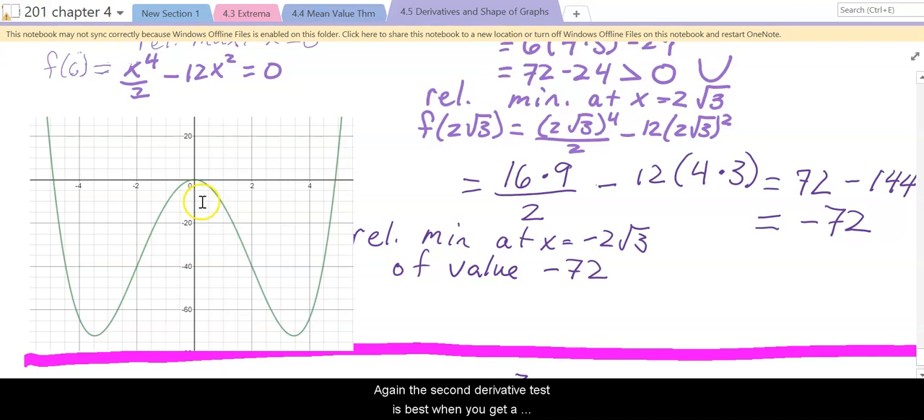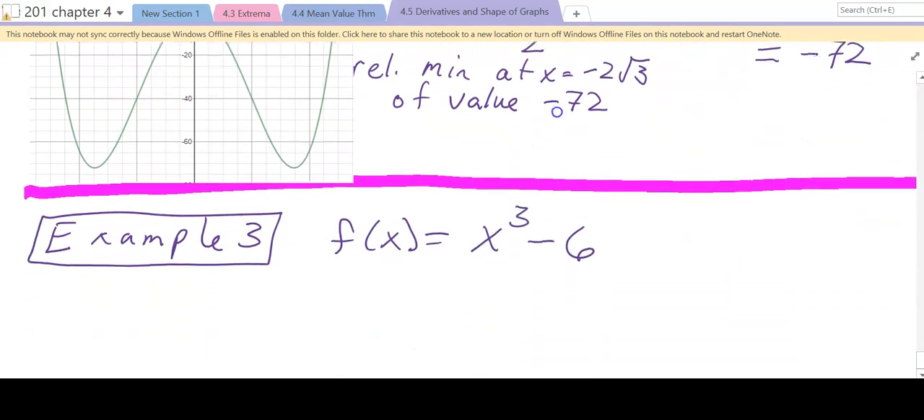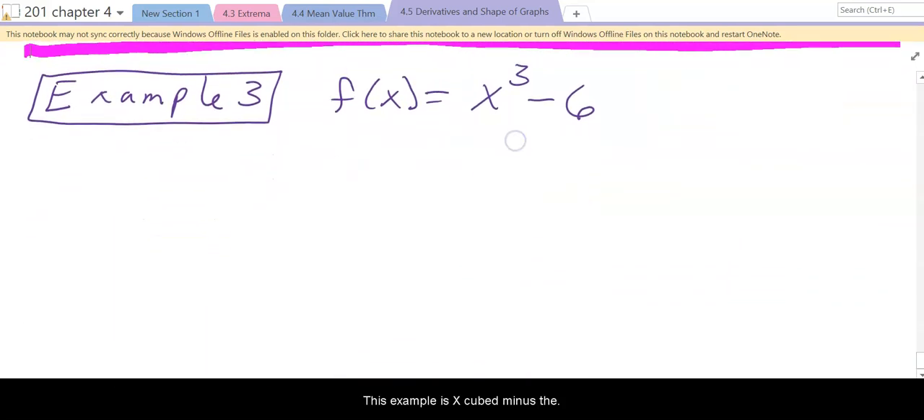Again, the second derivative test is best when you get a value other than 0. If you get 0, then you cannot use the second derivative test and will have to revert back to the first derivative test. Let us take a look at one last example for this video. This example is x cubed minus 6.